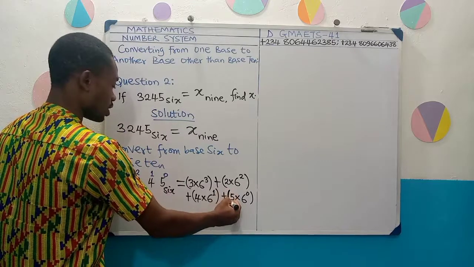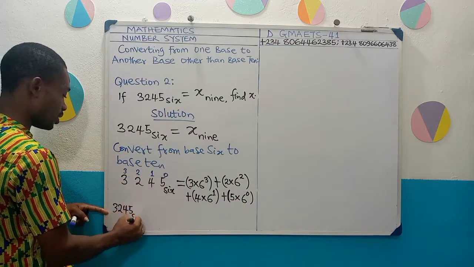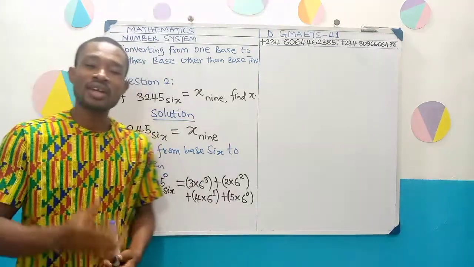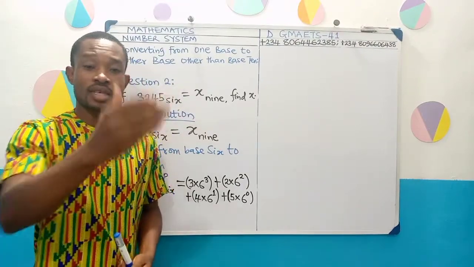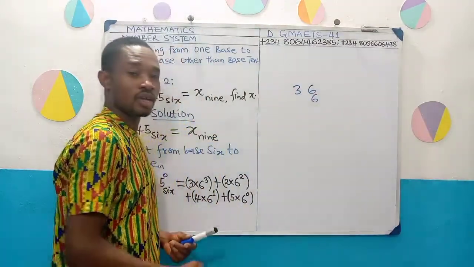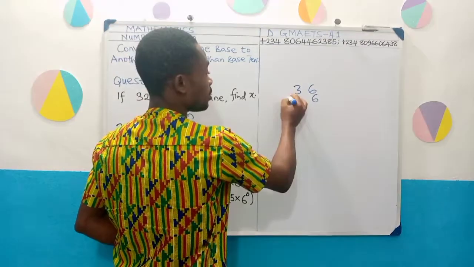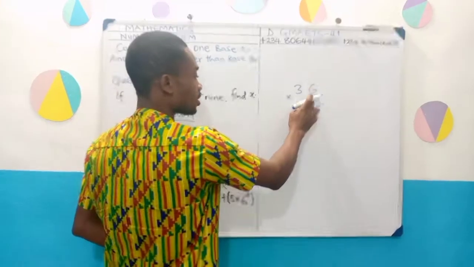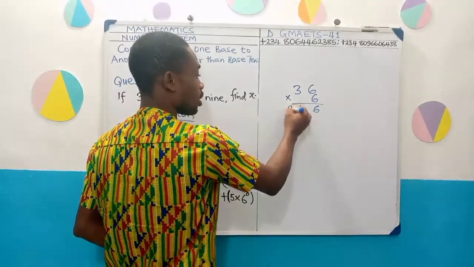Now, if we work this out, what would it give us? 3245 base 6 will be equal to 6 raised to power 3, which is 6 times 6 times 6. See why I told you how important your multiplication is. So let's work it out. 6 times 6 gives 36. Write 6, carry 3. Then 6 times 3 is 18, plus the 3 is 21. So you record it this way.